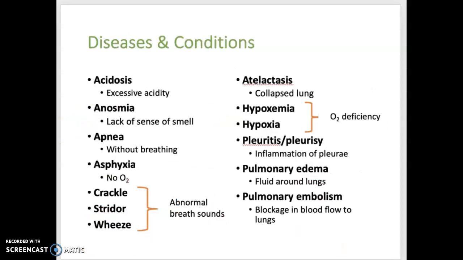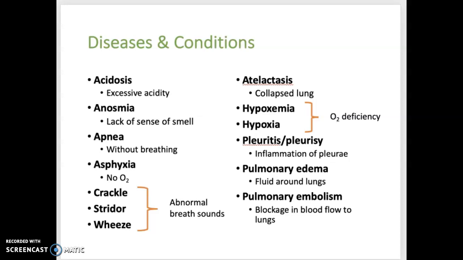All right, next section is other diseases and conditions. Acidosis is excessive acidity of body fluids. Anosmia is a lack of sense of smell. Apnea means without breathing or temporary lack of breathing. Asphyxia is a condition caused by insufficient oxygen. Atelectasis means a collapsed lung.